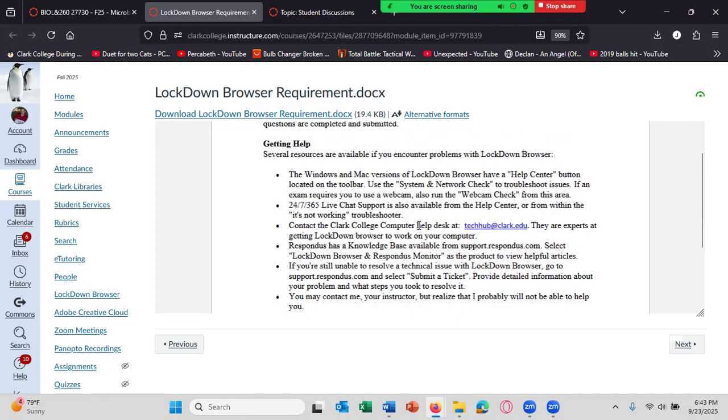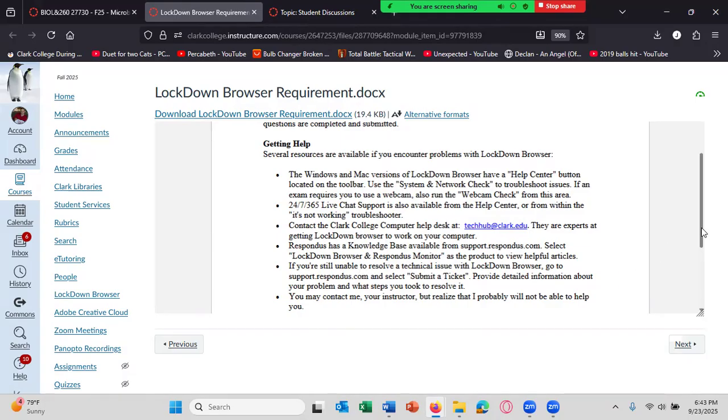Probably what you'll need to do is change one setting on your computer to get the Lockdown Browser and Respondus Monitor to work. And the computer help desk, the Tech Hub at clark.edu, is excellent at getting the system working on people's computers. Usually, at most, I have one student every other term who has a problem. They just need to change one setting on the computer. I think I mentioned that in the lecture.